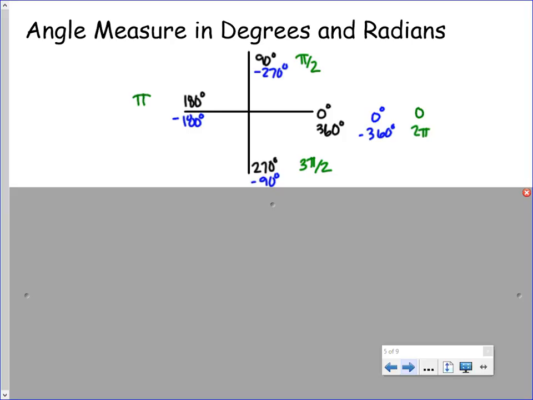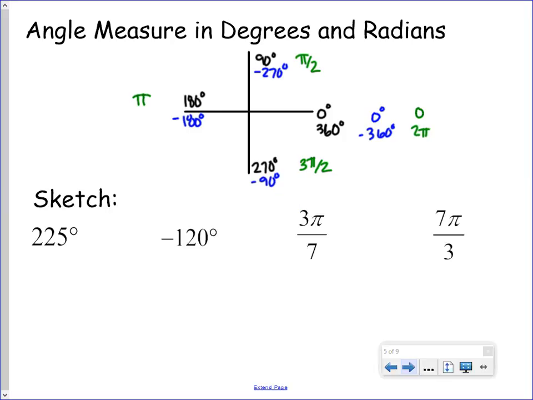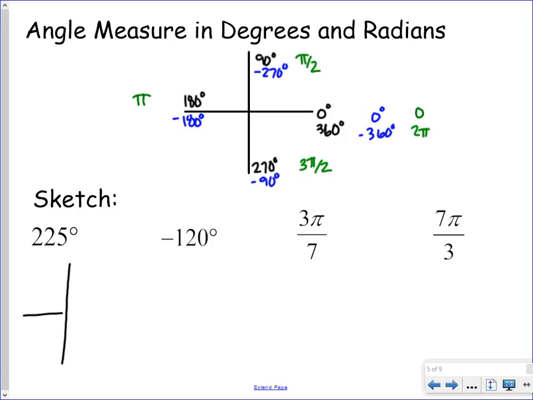Okay, so I'll give you a minute or two, see if you can sketch these 3 angles. I'm going to sketch them on 3 different graphs, and I'll walk around and look at what you're doing, and then I'll ask some people to come up here and draw their angles.